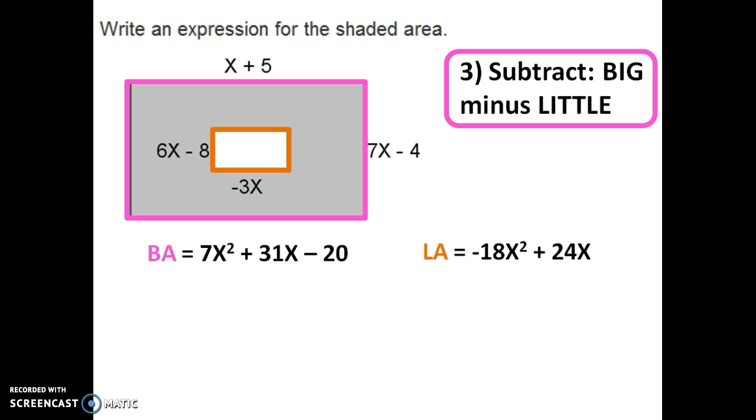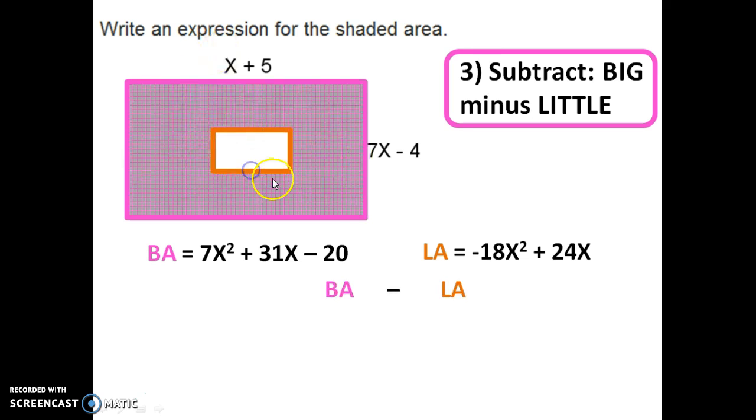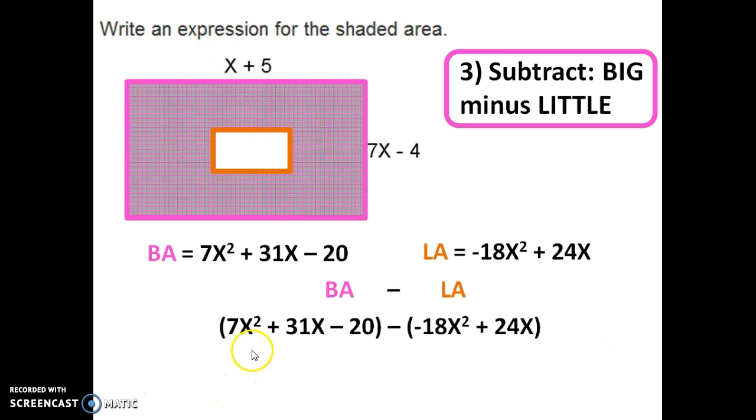And in order to do that, we're going to take the big area and we're going to subtract the little area. So the expression for that is going to look like 7x squared plus 31x minus 20, that whole quantity. And then we're going to subtract the whole quantity of the little area, which is negative 18x squared plus 24x. And when we do this, we want to distribute this negative through to the second set of parentheses. So that will make this become 7x squared plus 31x minus 20. Nothing from the first parentheses changes.